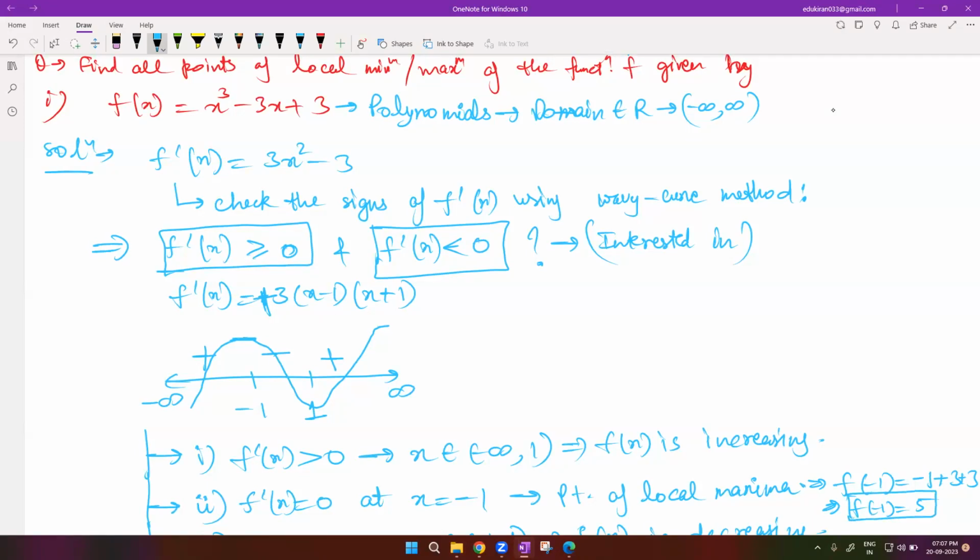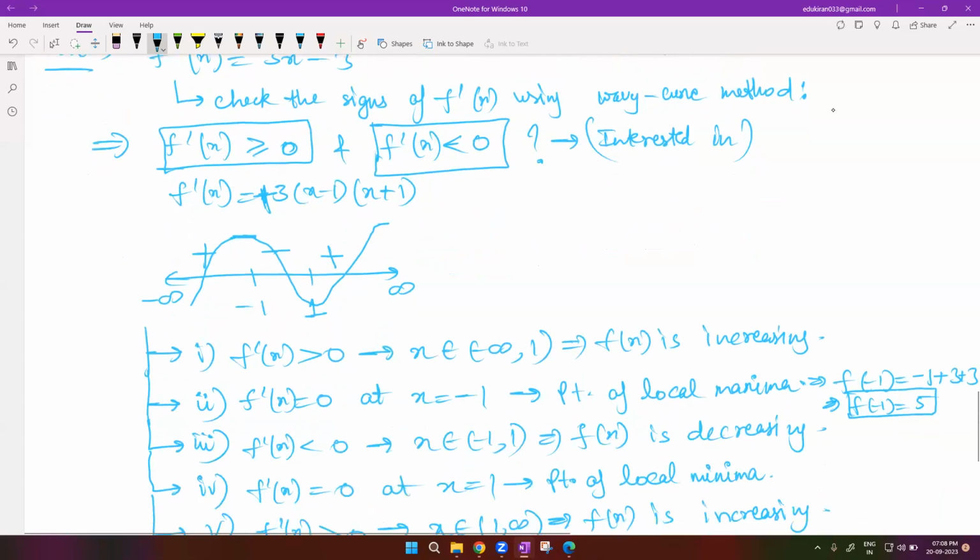If you check any point around -1, say -1.1 or -0.9, a point in the proximity of -1 only, then you will observe that there is no value which is greater than 5. All the values will be lesser than 5. If you put x nearby -1 in this function, the greatest you can get is 5 at x equals -1.